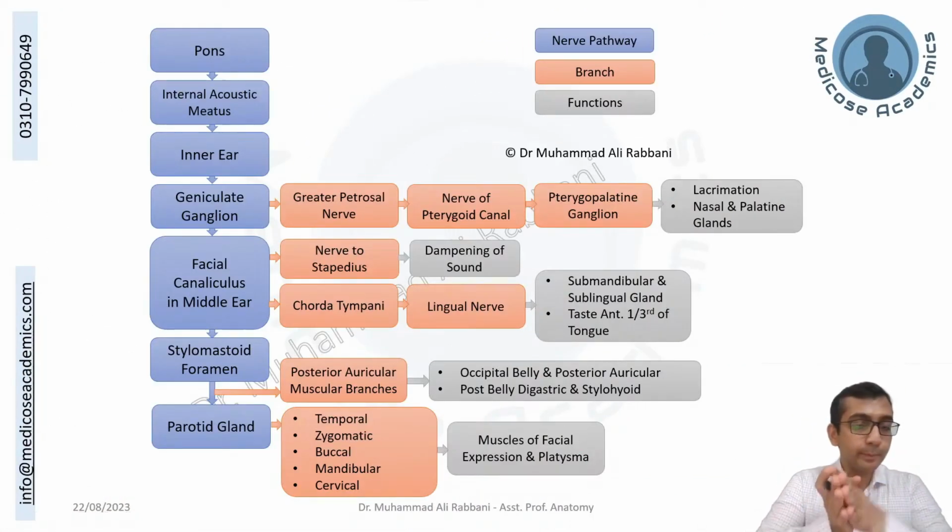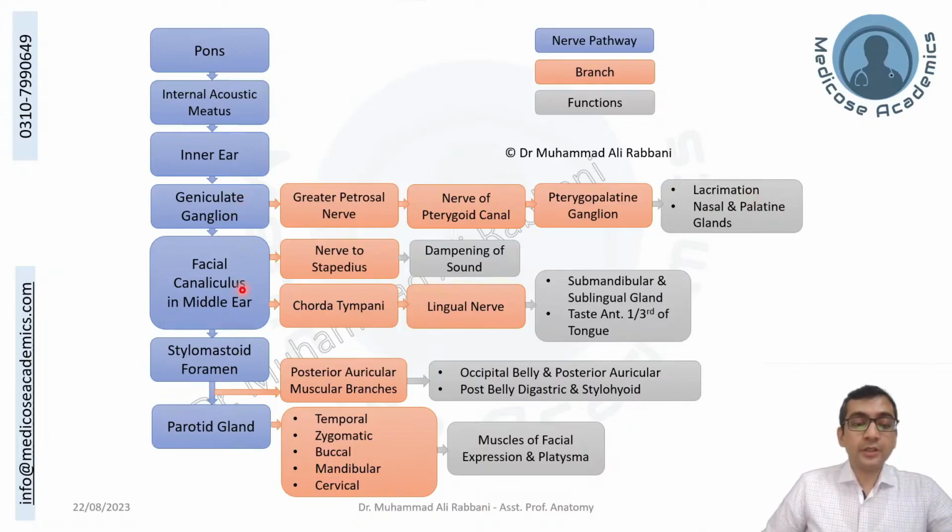I have made a summary for all of the areas. I have denoted the pathway of the nerve in blue, the branches in pink or orange color, and the functions in the gray area. So it moves from the pontomedullary junction, enters the internal acoustic meatus, and moves above the inner ear. At that point, there is the geniculate ganglion. The greater petrosal nerve separates from here, becomes the nerve of pterygoid canal, goes to the pterygopalatine ganglion, and supplies the lacrimal gland, nasal and palatine mucosa.